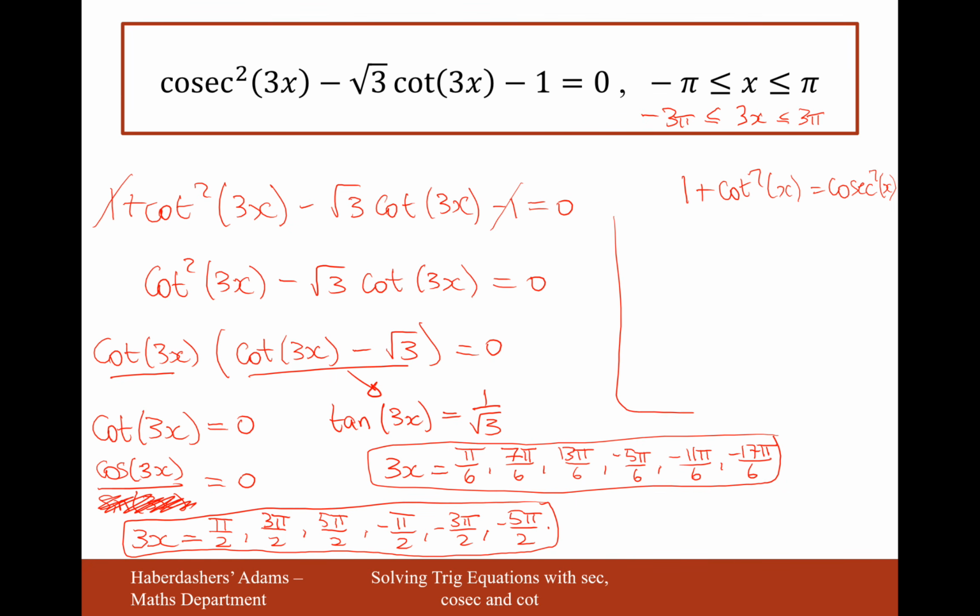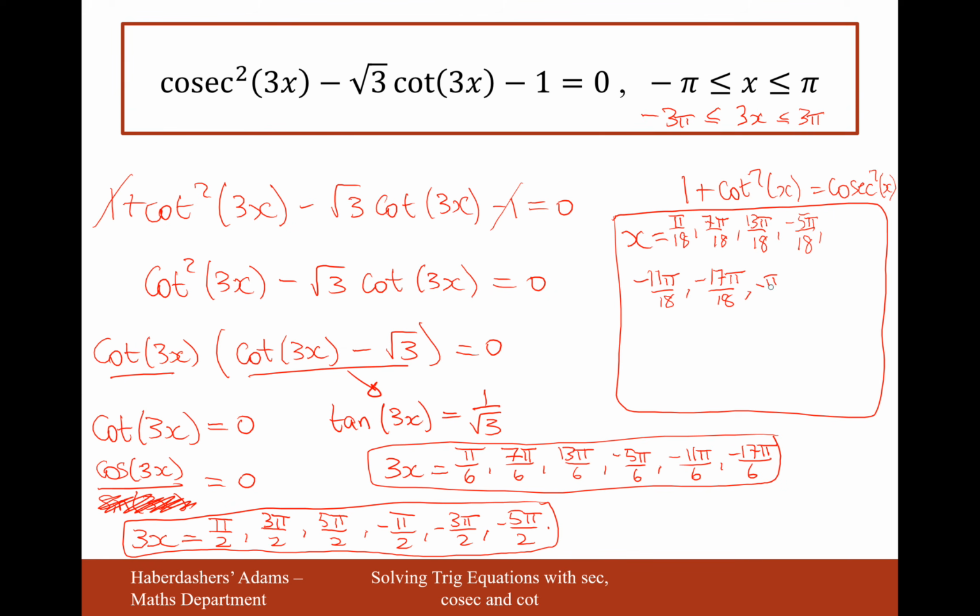So our final answers are going to go in this box here, because we're going to divide all of them by 3 now. So x equals pi by 18, 7 pi by 18, 13 pi by 18, minus 5 pi by 18, minus 11 pi by 18, minus 17 pi by 18. That's all of these ones. Let's now do all of these ones.